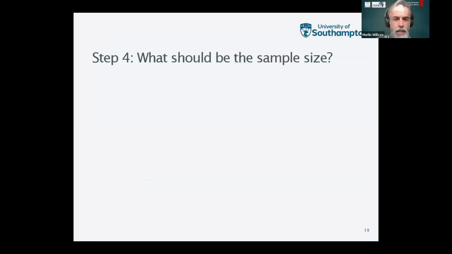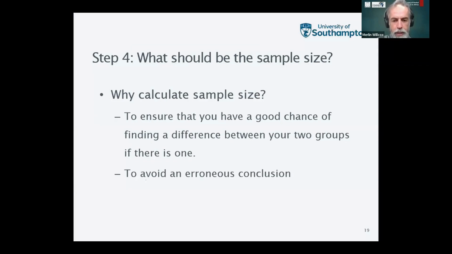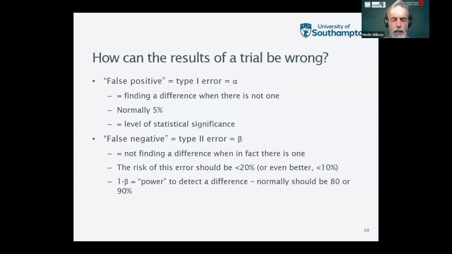So then the next question is, what should be the sample size? There are lots of things to consider, but the reasons that you want to calculate a sample size are to ensure that you have a good chance of finding a difference between your two groups, if there is one, and to avoid an erroneous conclusion. So it's possible to have incorrect results from a clinical trial. You can have a false positive result, which is what we call a type 1 error, which is when you find a difference when in reality there isn't one. So you come up with a result saying your product is effective when really your product isn't.